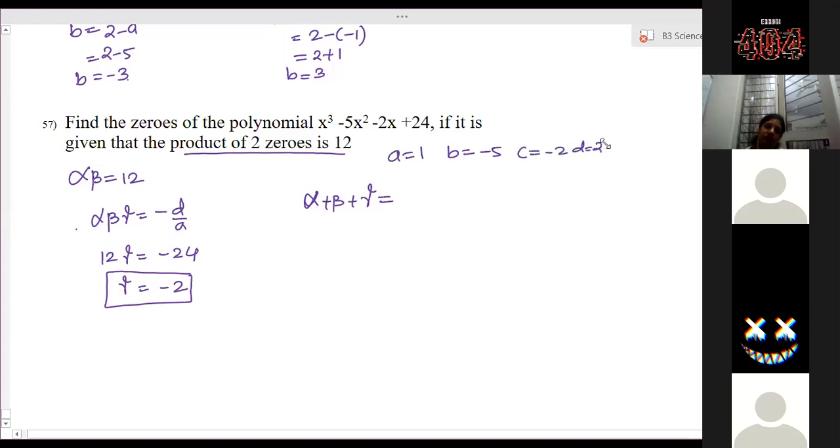And the sum of the zeros? Alpha plus beta plus gamma is equal to minus b by a. That's minus 5 by 1. Oh, sorry, minus of minus 5 by 1, which is 5. So alpha plus beta plus gamma is equal to 5.